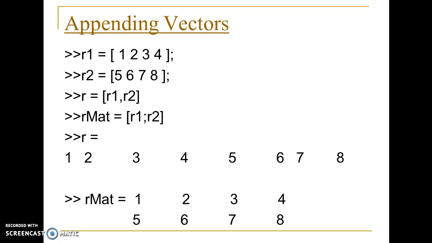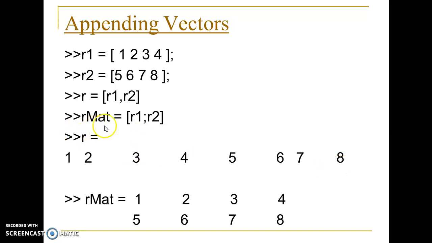Next, appending the vectors. Now we can do the appending of vectors in MATLAB. So let us understand this with the help of this example. R1 is equal to 1, 2, 3, 4, a row vector. R2 is equal to 5, 6, 7, 8, another row vector. If I write R is equal to R1, R2, then the resultant is a row vector 1, 2, 3, 4, 5, 6, 7, 8. That means R1 is appended with R2.